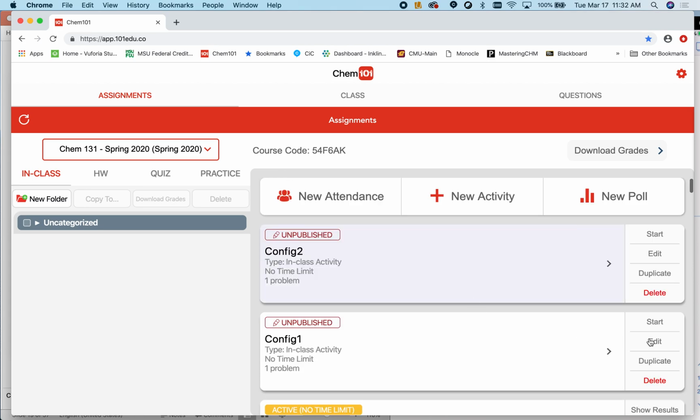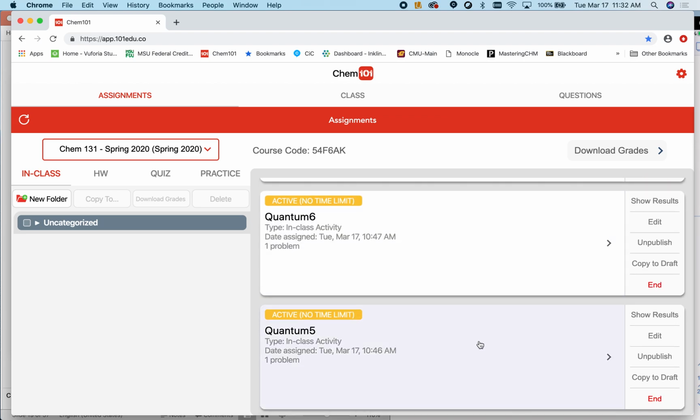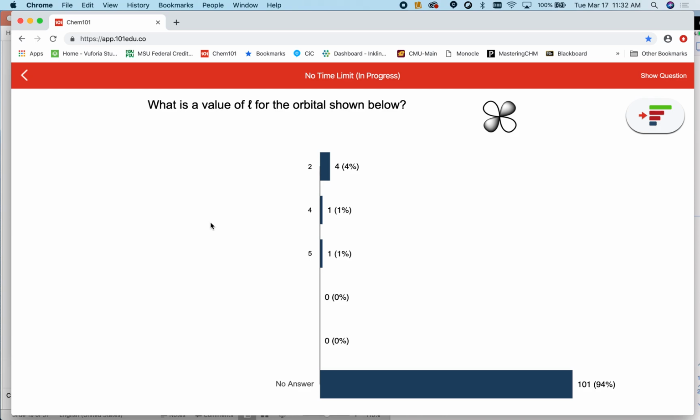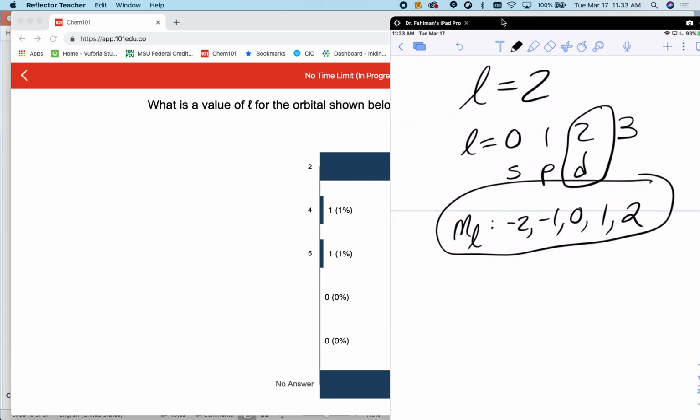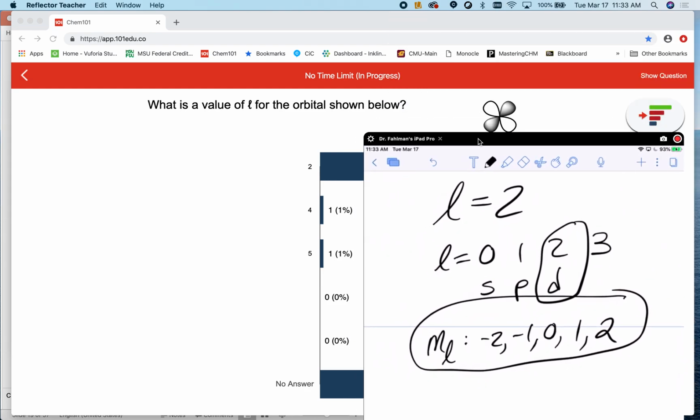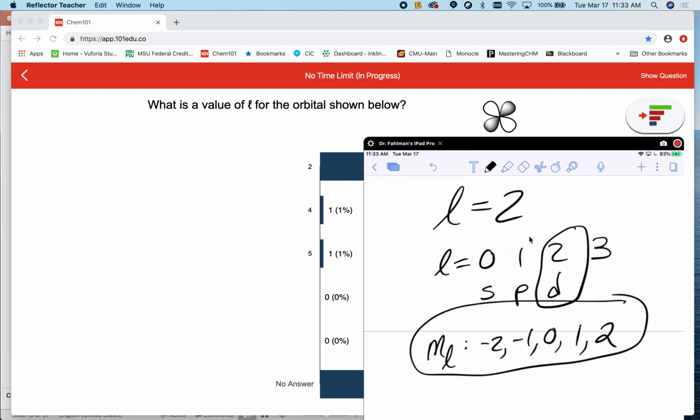And then quantum 5. What's a value of L for the orbital shown beside it? Yep, so L of 2 equals a d orbital, and this is a d orbital. If you have 4 lobes like this, it's a d orbital.